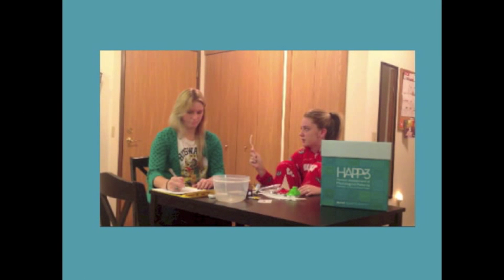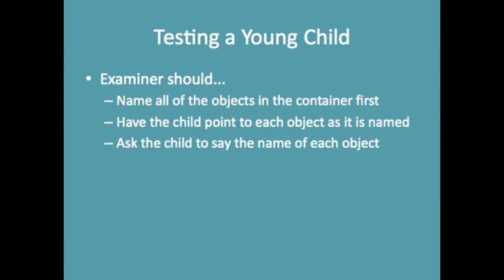The child chooses a toy according to his or her individual preference, then names it and places it in the container. If the child does not say the name of the object, the examiner names the object and then says a few words about the object before asking the child to name it again. When testing young children, the examiner should name all of the objects in the container first and have the child point to each object as it is named. Then the examiner should ask the child to say the name of each object.